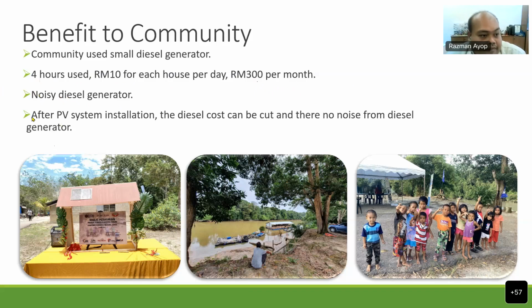So after the PV installation, the diesel cost of 300 ringgit they can cut, because they only use the irradiance, the energy from the sun, and there is no noise from the diesel generator. So that is the advantage, the benefit that comes to the Tewowoh community.